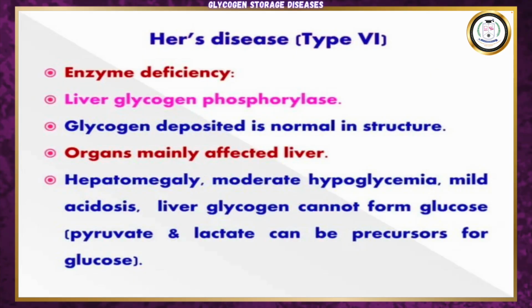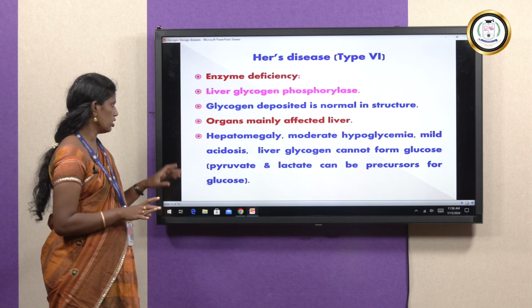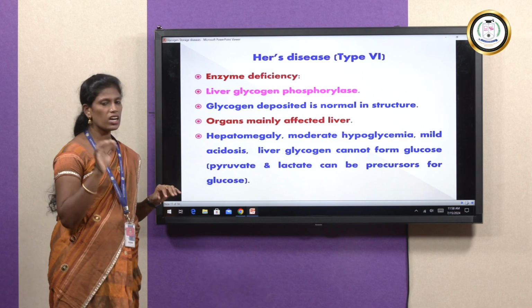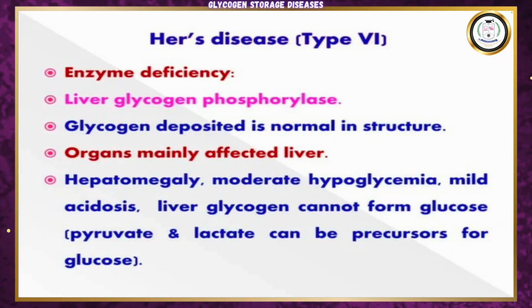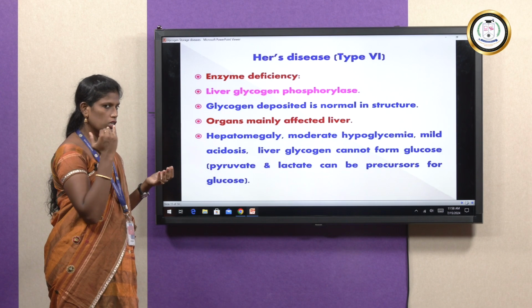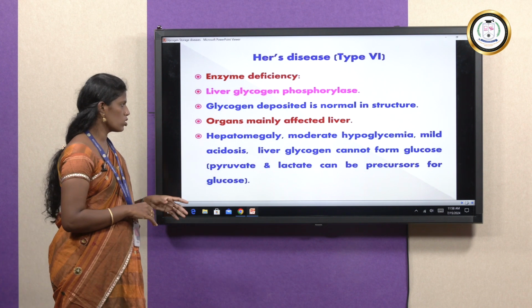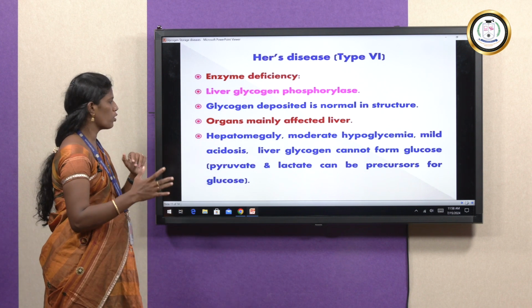Sixth type is Hers disease. The main enzyme deficiency is liver glycogen phosphorylase. The glycogen deposited is normal in structure. The main organ involved is the liver. The clinical manifestations are hepatomegaly, due to enlargement of the liver, and hypoglycemia, due to changes in insulin level, and mild acidosis. Liver glycogen cannot form glucose.